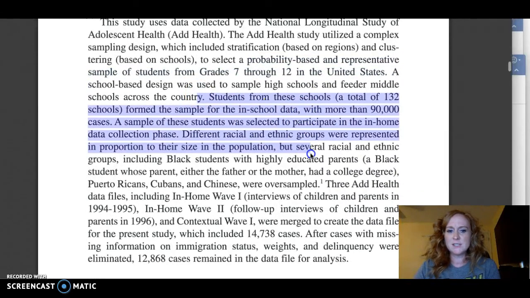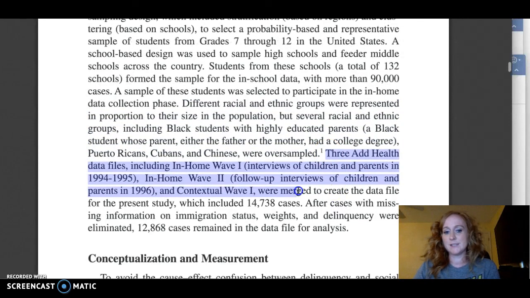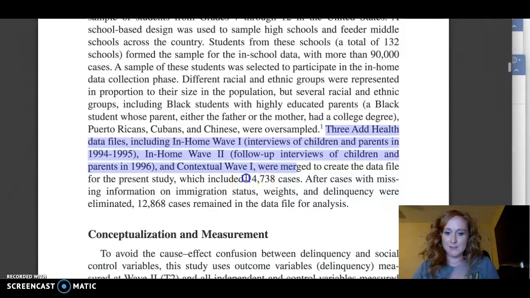Okay, they go into a little more detail than you really need to, but because they're focused on immigration and race, they had a few sentences that talked about how they were able to get enough people in each racial group represented. So people who were Puerto Rican, Cuban, or Chinese were oversampled, and so on and so forth, so that way they had enough people to utilize in the study. So they got extra amounts of those people. Okay, and then they talk about the waves, the data files, like wave 1, wave 2, wave 3, wave 4. These were in-home interviews of children and parents, and then they did follow-up interviews of those kids in wave 2. Eventually, they had this many cases, and this is how many they're going to be studying in the data file for the analysis.